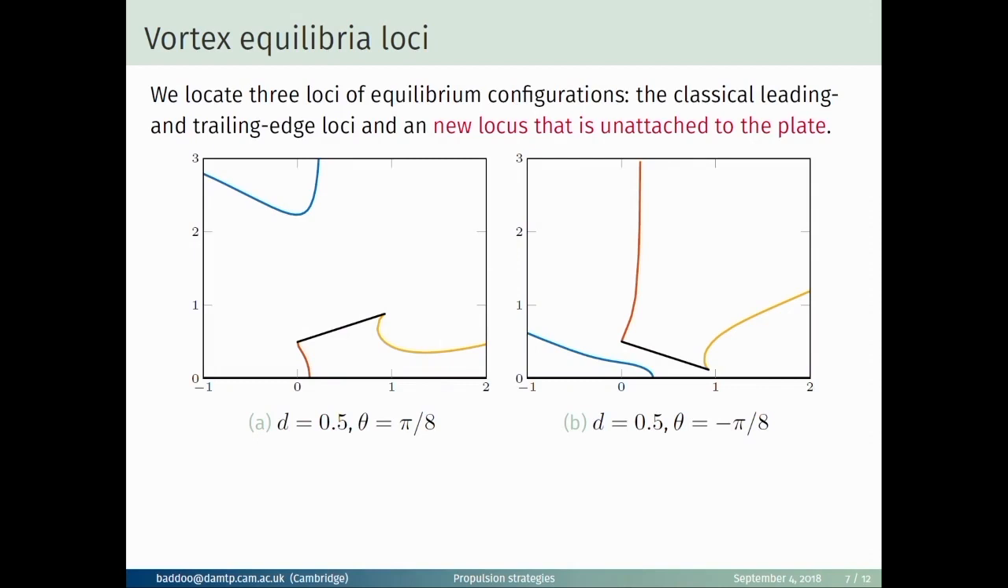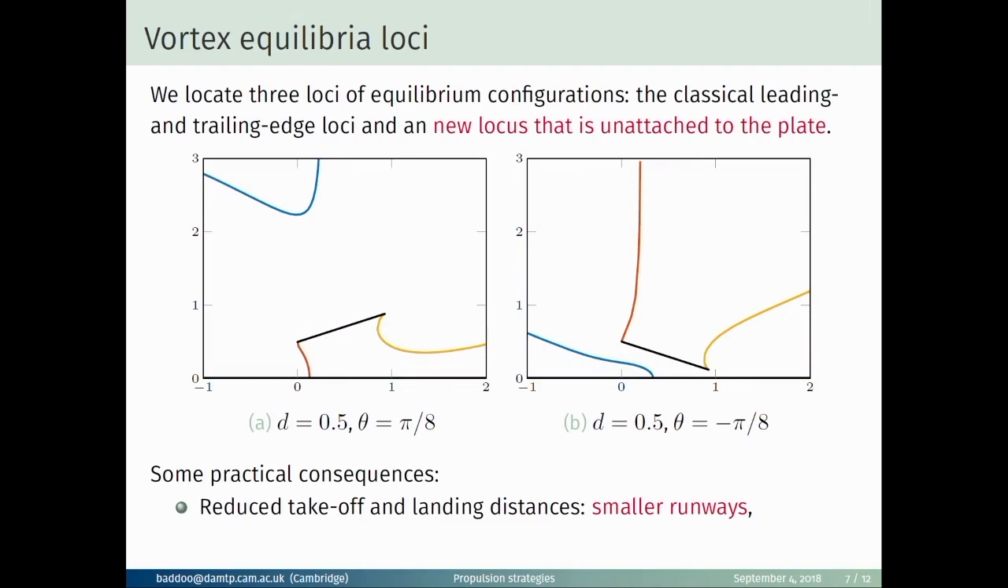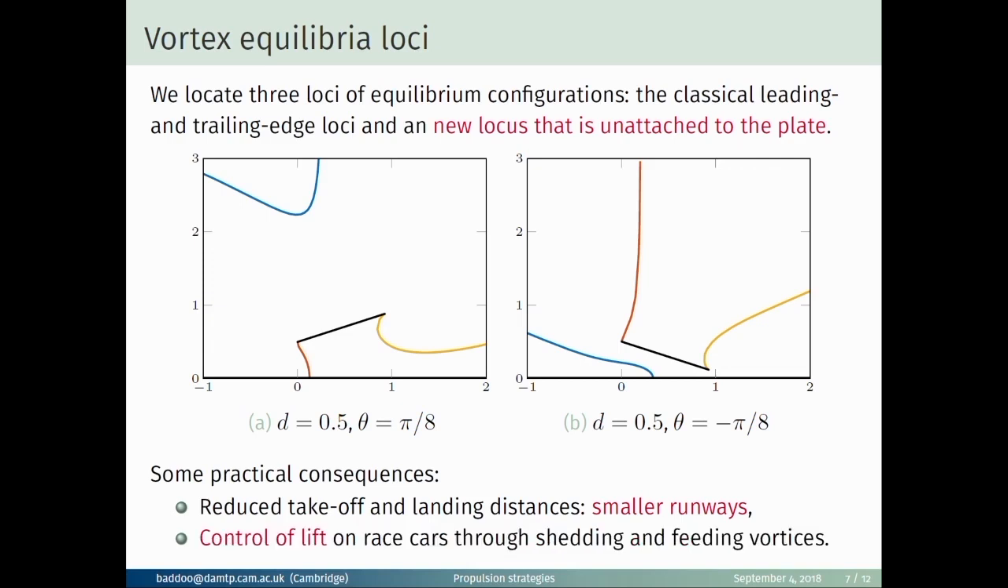And these could be very useful in controlling the lift for objects flying close to the ground. A couple of probably unrealistic practical consequences: potentially reduce takeoff and landing distances because we can enhance the lift on these plates or planes for a given velocity. So that means that you can shorten the runway, and potentially the control of lift on race cars as well through the shedding and feeding of vortices.